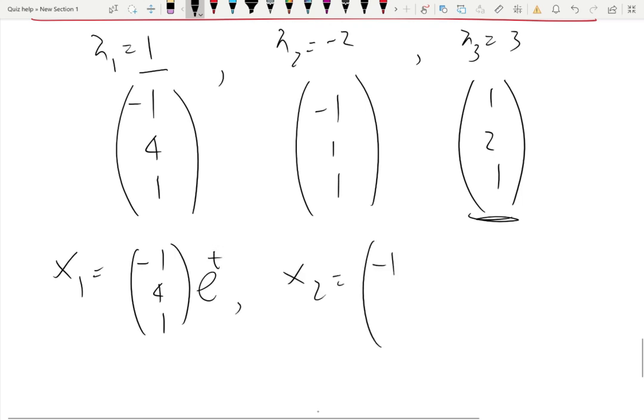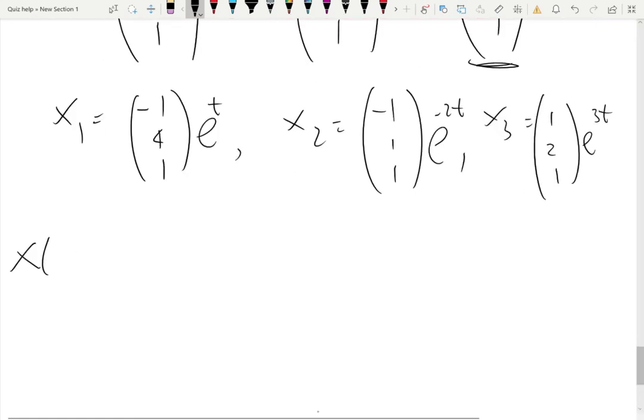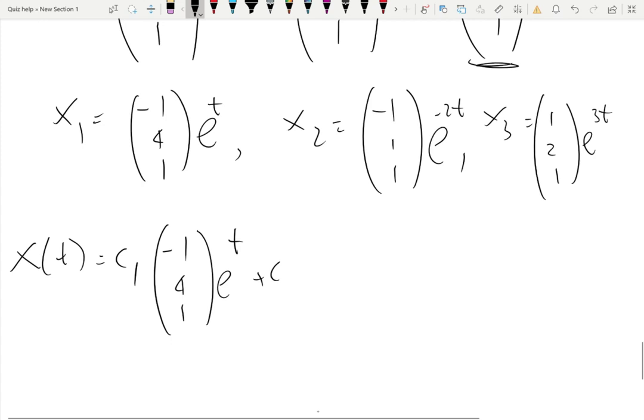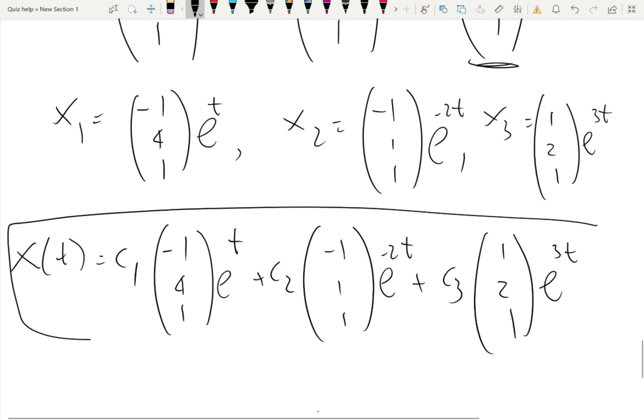x2 is negative 1, 1, 1, e to the negative 2t. x3 is 1, 2, 1, e to the 3t. Alright, so then the general solution is C1, arbitrary constant, times negative 1, 4, 1 e to the t, plus C2 times negative 1, 1, 1 e to the negative 2t, plus C3 times 1, 2, 1 e to the 3t. So this is the general solution for the differential equation.